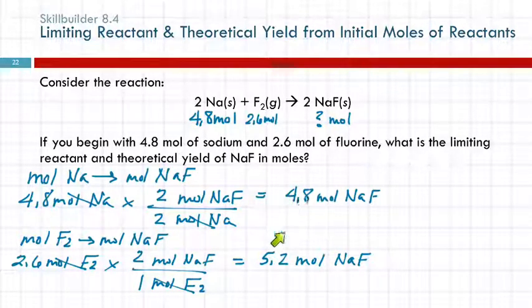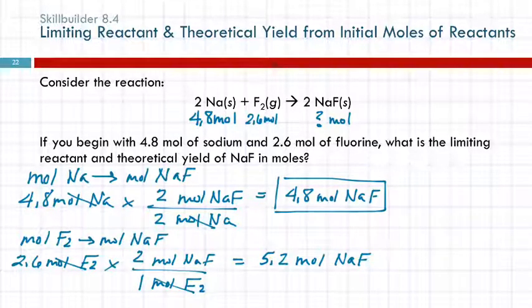So I have two amounts here. The smaller one is always the answer. So 4.8 is smaller. This is how much you can make. That's the theoretical yield. I'm just going to call it TY, theoretical yield.